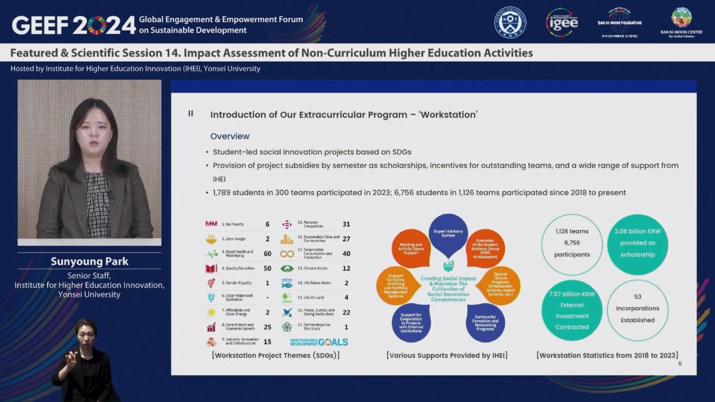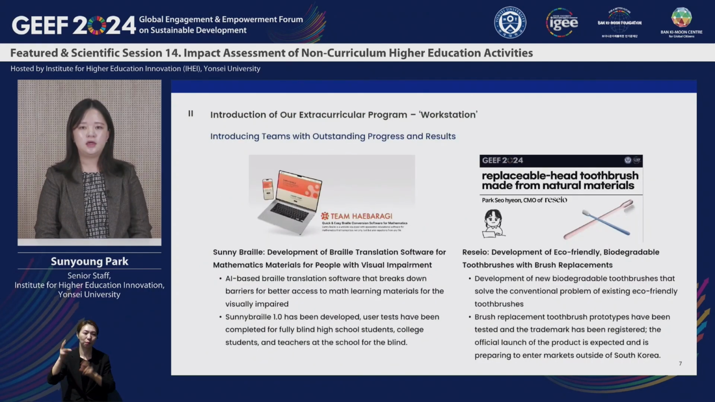In 2023, a total of 1,789 students from 300 teams participated in Workstation activities, supporting a cumulative total of 1,126 teams and 6,756 individuals engaged in social innovation activities. Scholarships awarded to address social issues amounted to 3.08 billion won. Furthermore, investments received externally through student projects have exceeded twice the amount of scholarships, totaling 7.57 billion won. Additionally, 53 incorporations have been established by students thus far.